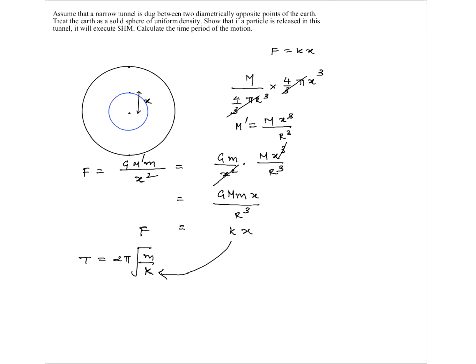And see, if you get this answer, 2 pi under root R cube by GM. And if you have any questions regarding this discussion, then let me know.